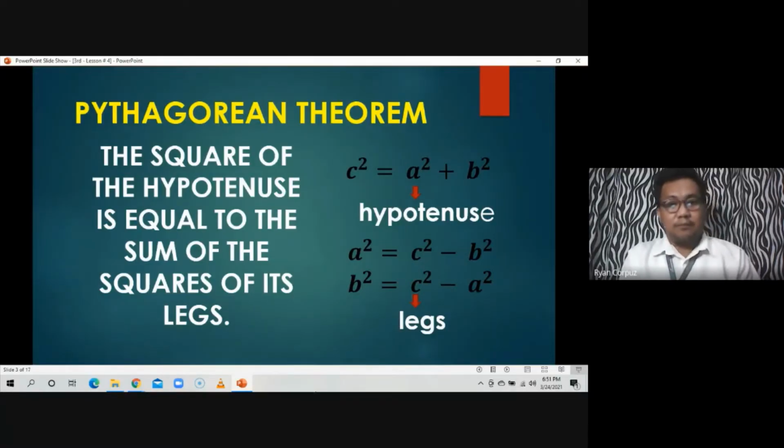Kasi dito, the only measure that we know are the sides of the triangle. Two sides of the triangle are given, and we are asked for the measure of the third side. So if that is what we are looking for, we can make use of the Pythagorean theorem as long as we know that the given triangle is a right triangle. So paano ginagawa yun? Let's try that through example.